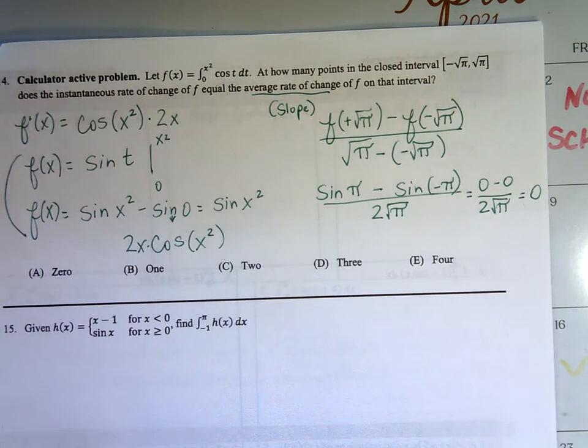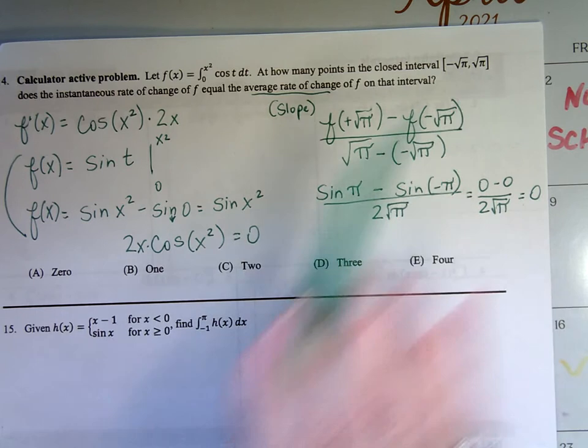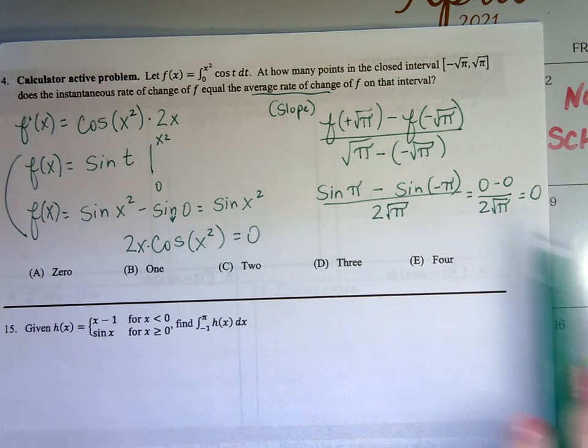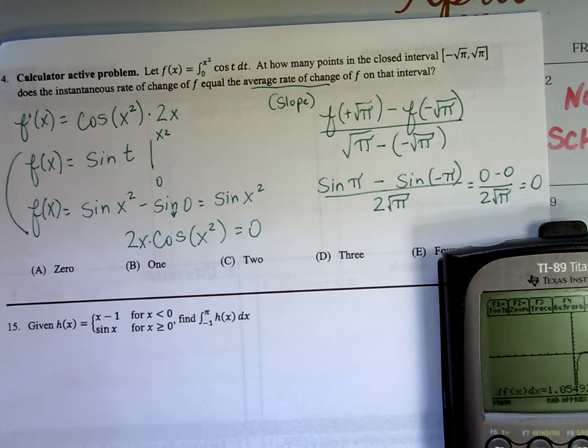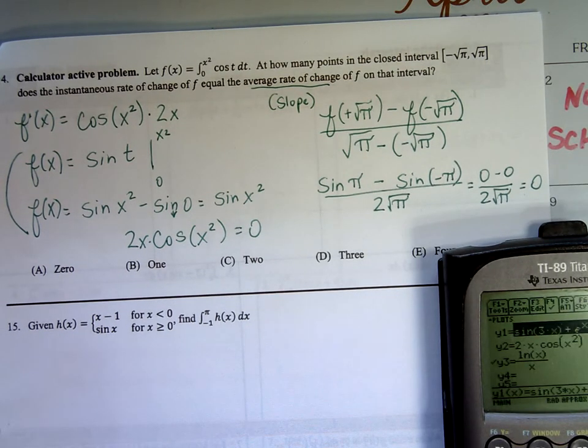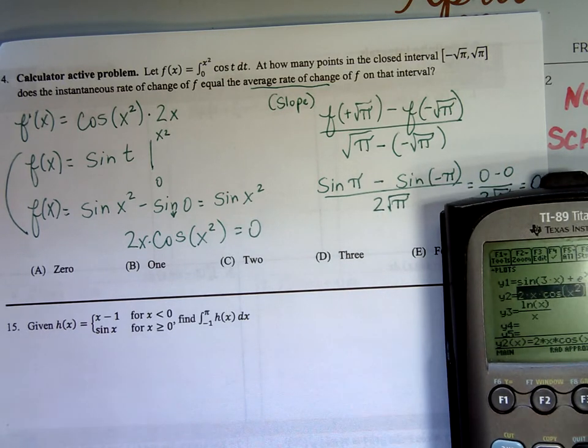You want to know at how many points in this interval this happens. So you go to your handy dandy calculator. Thank God it's a calculator question. And in my y equals, I am going to put 2x, and a lot of times this calculator likes you to have a times symbol. See how I have a times in there? I normally put it in as 2x times the cosine of x squared. So you're putting that in your calculator and you want to graph this thing.